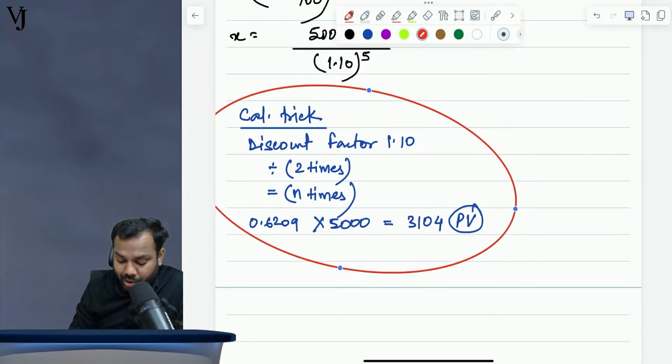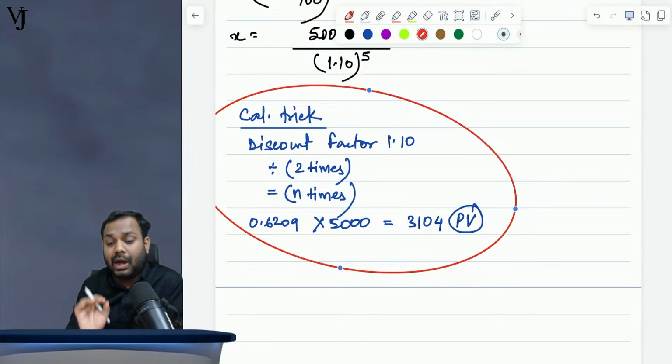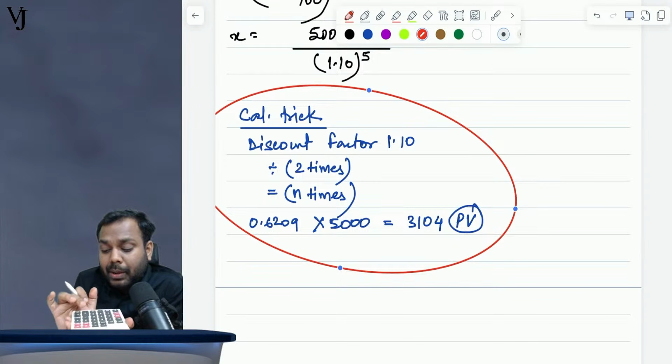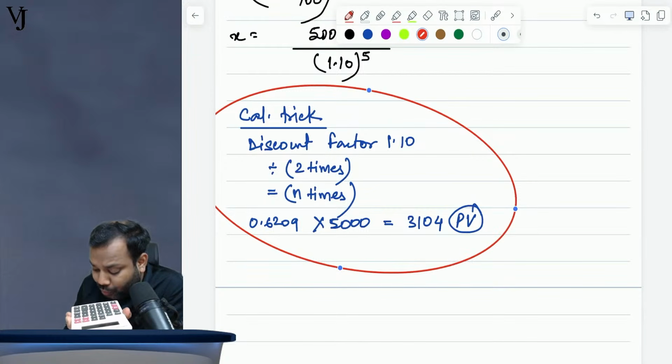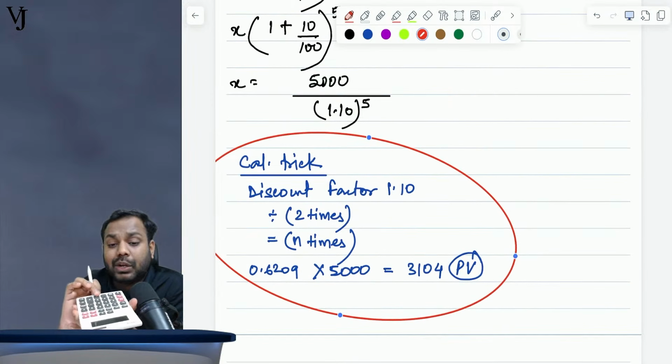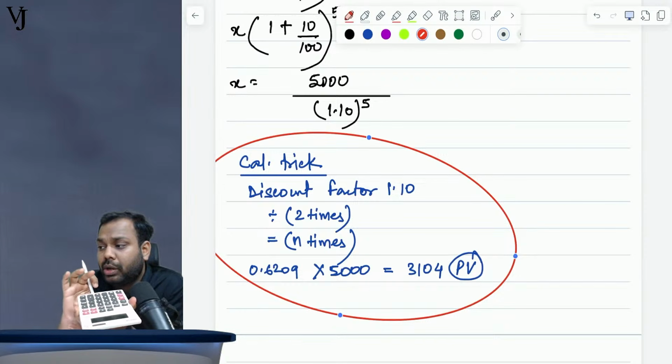Please take your calculator, write 1.1, the discount factor. After writing the discount factor, please press divided 2 times. Then press equals to n times. What is n? N is 5. So press equals to 5 times. 1, 2, 3, 4, 5.